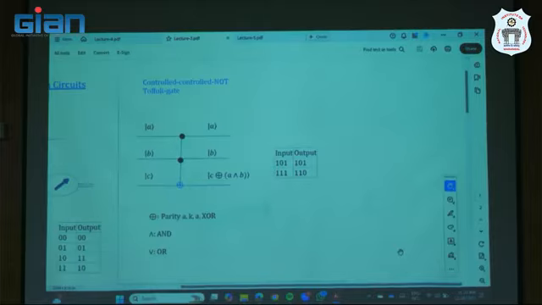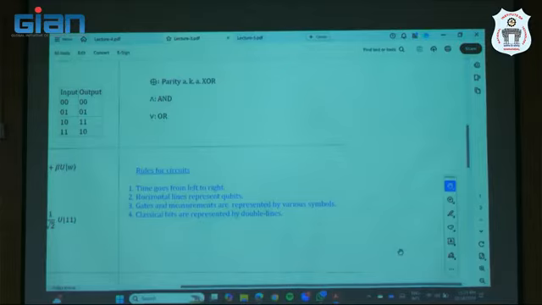Okay, good. So this is another gate, control not. Rules for the circuit: time goes from left to right. When we start the circuit, it will start from the left, then we'll perform some gate, then we'll perform some other gate. Time goes from left to right. Horizontal lines represent qubits. Gates and measurements are represented by various symbols.